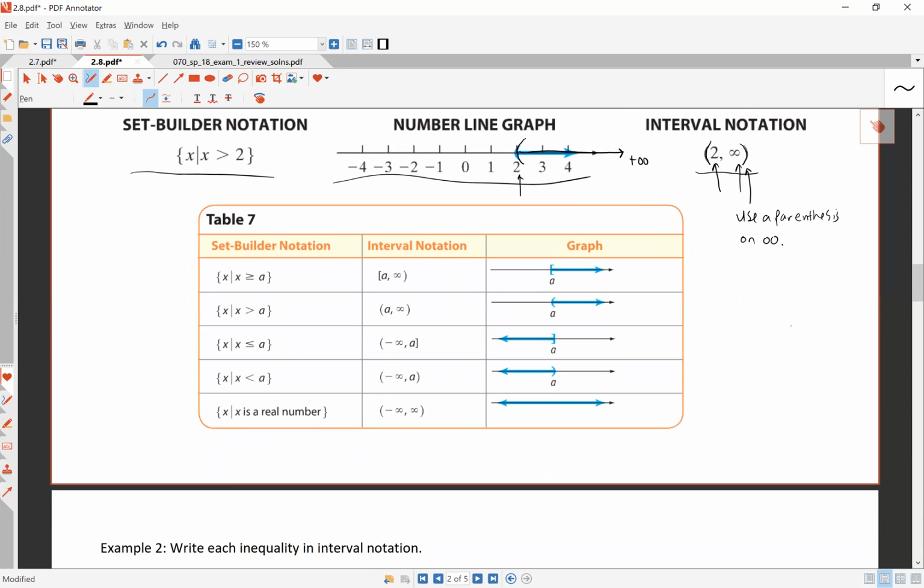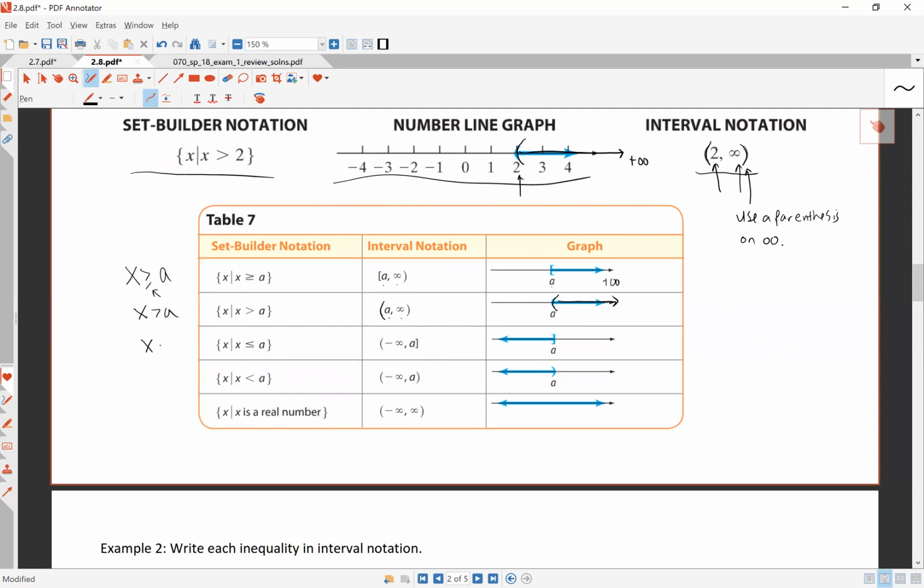So here's a few sets of numbers or intervals. This one is x is greater than or equal to a. Left number is a, goes to positive infinity. So we start at a and go to positive infinity. But since we're using a greater than or equal to, we include the a with a bracket. If it's greater than a, it goes from a to positive infinity. So we use a parenthesis on a and go to positive infinity.